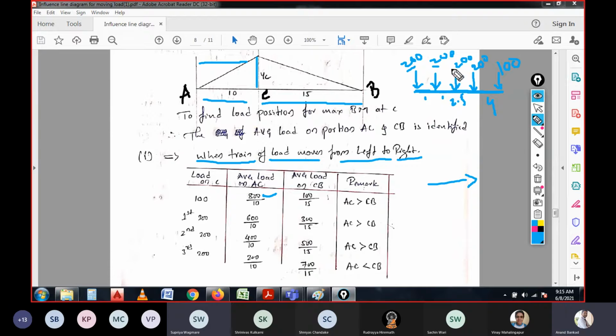There are 200 kilonewton loads, 4 numbers. That is, the total will be 400 kilonewton. That is, 4 numbers of 200 kilonewton loads will be there.